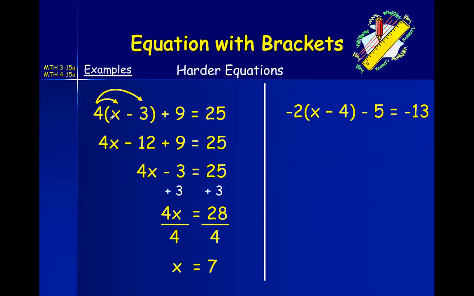Quick check before we go. 7 minus 3, that's 4. 4 times 4, 16. 16 plus 9, 25. This is correct. So now try the one on the right. Okay, and let me know how you got on.